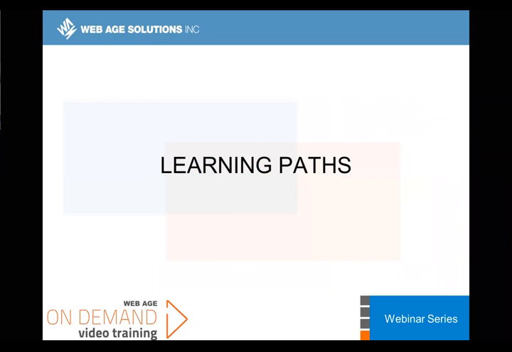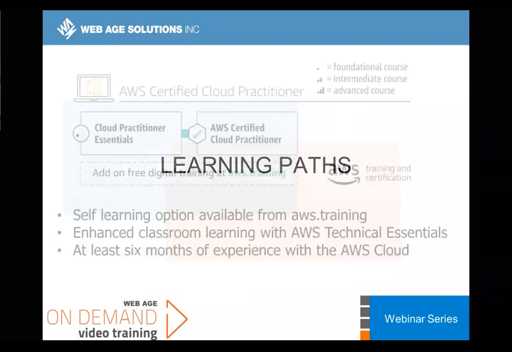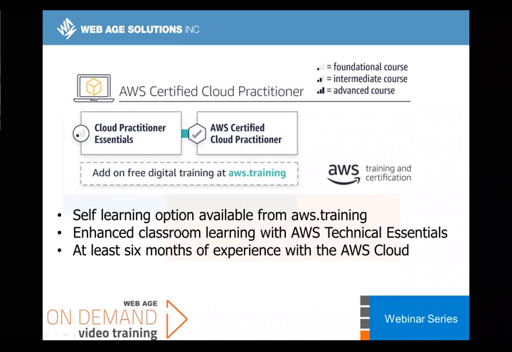So since I'm talking about learning paths, let's take a look at the learning path for each of those certifications. We're going to start with the practitioner learning path. The practitioner learning path is a self-learning option, basically, right? So you have a Cloud Practitioner Essentials. It's a 4-hour class. This 4-hour class is digital, so you get it on aws.training. You can start anytime, go at your own pace. You can pause and slowly learn about the AWS tools.